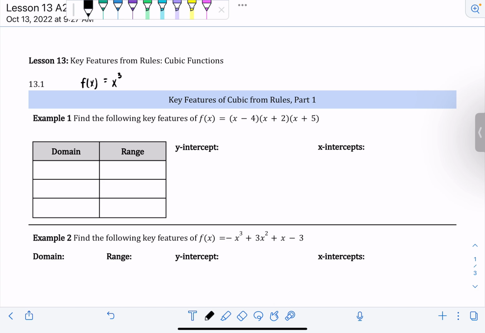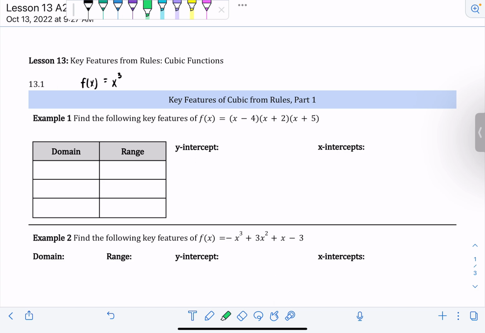And with example 1, this is in factored form. You can always tell what type of function it is by counting how many x's are being multiplied together. So this has 1, 2, 3 x's being multiplied together. If I were to FOIL and multiply this whole function and get it in standard form, it would end up with x to the third power. So it is a cubic.